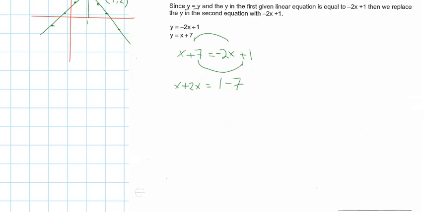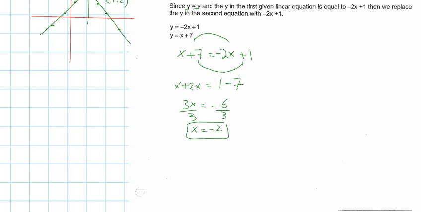So what's x plus 2x? 3x equals 1 minus 7? Negative 6. And how do I isolate for the x? Divide by 3. So you're left with x equals negative 2. Okay? So I found the value for x, which is x equals negative 2.